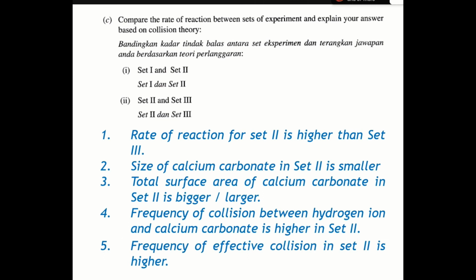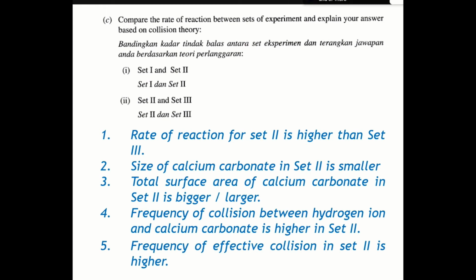So what is the factor in 2 and 3? Just now we said that there is a size of calcium carbonate. So why is 2 higher than 3? Because the size of calcium carbonate in 2 is smaller. We don't want them to copy the answer, like because set 2 uses calcium carbonate powder, set 3 uses calcium carbonate granules. If they just copy from the question, it means they don't actually compare and make the inference for the factor, they just copy.